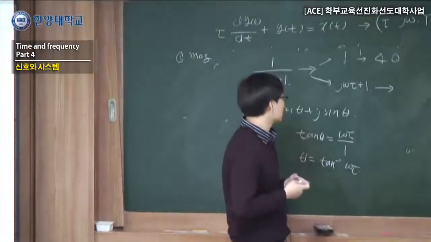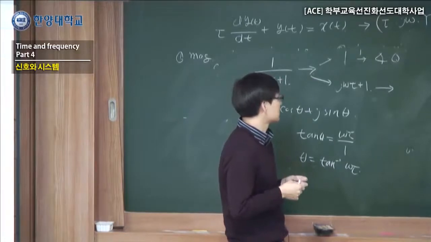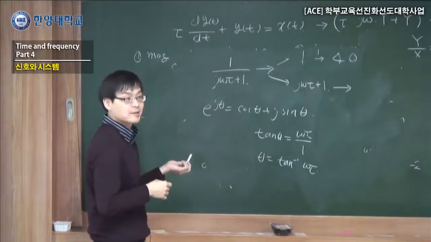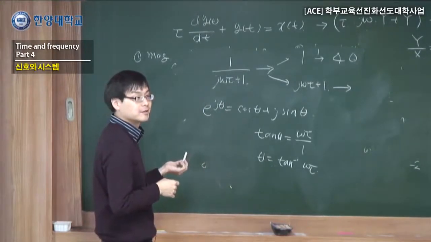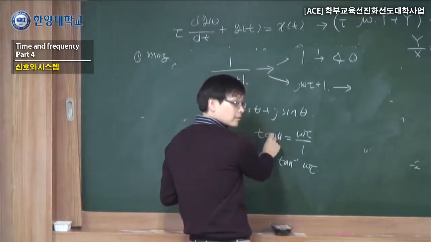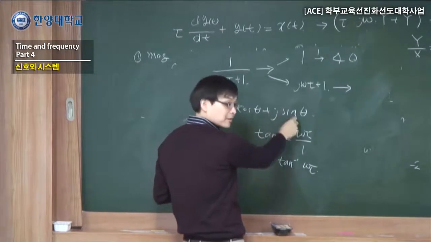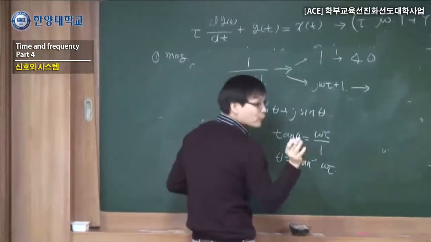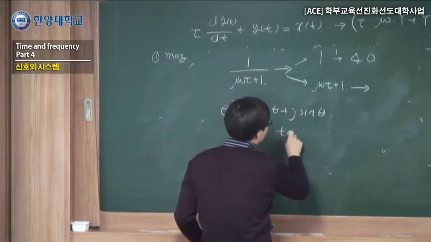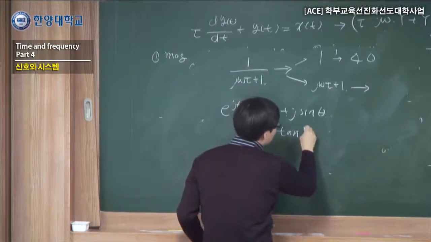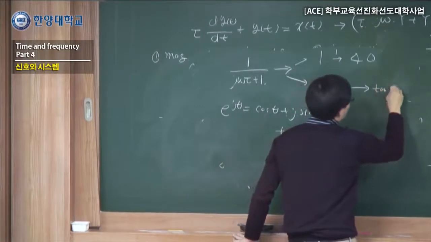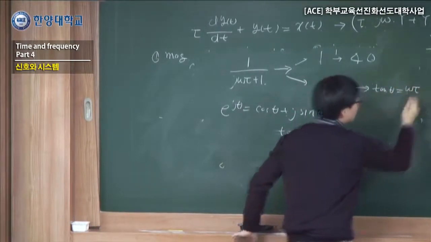Omega tau like this, is it? So where is our minus? Okay. Actually, you're right. So, one more time. Tangent theta is over here. In case of here, our tangent theta is, as I said, omega tau.